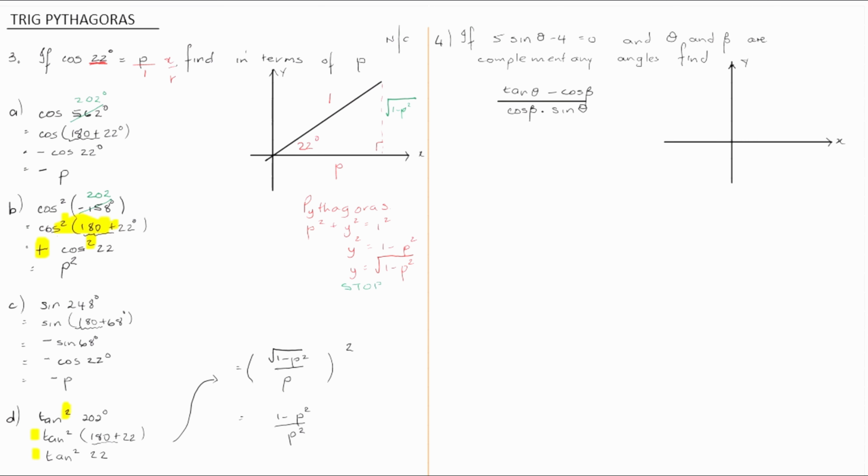Right, let's take our 5 sine theta minus 4 equals 0, and we will get sine of theta is 4 on 5, and sine is y on r. And then to know which quadrant we use, because sine can be positive in first and second quadrants, we need to have a look at complementary.